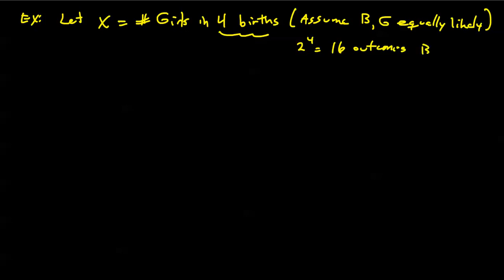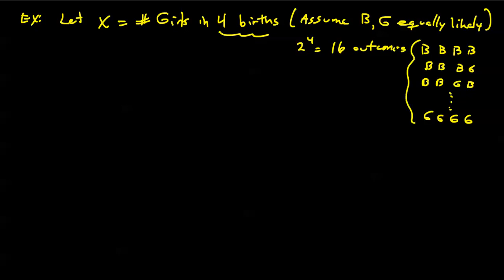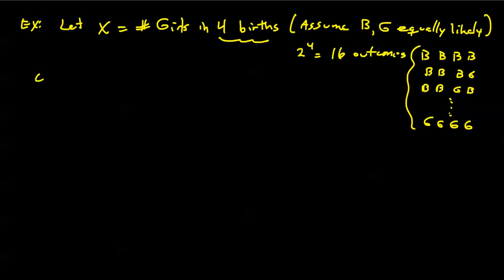And I'm not going to list them all here. It's just too tedious. Boy, boy, boy, boy. Boy, boy, boy, girl. Boy, boy, girl, boy. We could keep playing this game until we finally exhaust all outcomes with girl, girl, girl, girl. Okay? 16 possible outcomes having 4 births, allowing any child to be of any gender and in any order. Let's construct the probability distribution for x. Alright, so what I'm going to do is I'm going to make a table.